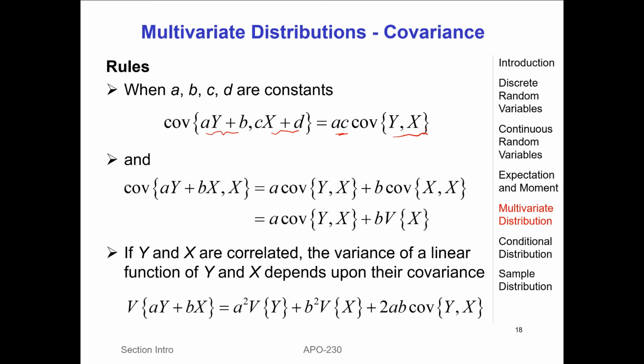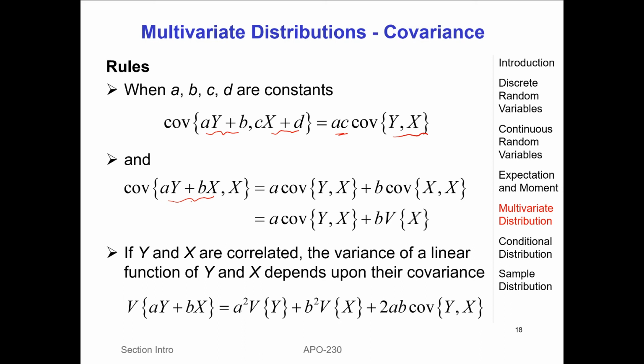However, the second thing is, if you have a linear combination of two random variables, some random variable y times a constant plus another random variable x times another constant, so a linear combination.